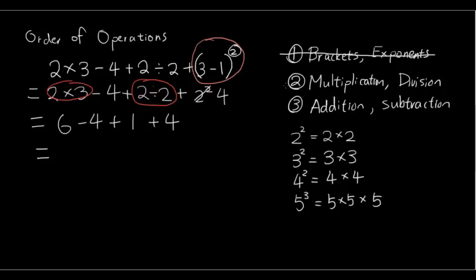Okay, now we've done multiplication and division. We can do addition and subtraction. And notice how we have minus, plus, and plus. Now we're going to work from left to right. So 6 minus 4 is 2. Plus 1 plus 4, so that becomes 3 plus 4, and that becomes 7. Okay, so the answer to this whole expression is 7.